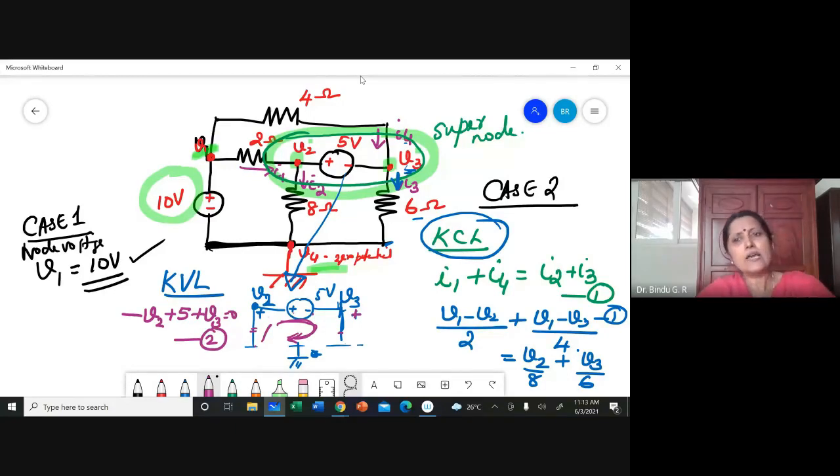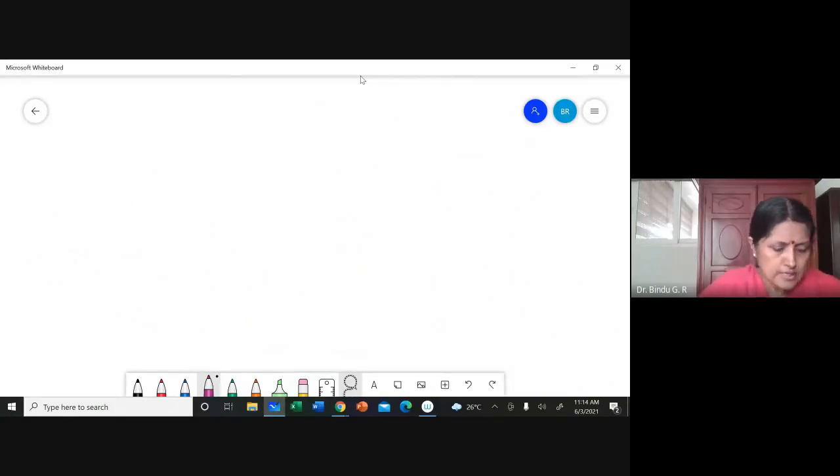Now I use equation number 1 and equation number 2 to find out the values of V1, V2, V3. V1 I know is 10. So the only two unknowns are V2 and V3. You have two equations, equation number 1 and equation number 2. Using equations 1 and 2, you can find out V2 and V3. It is as simple as that. Let us do one problem on this. You can try this.